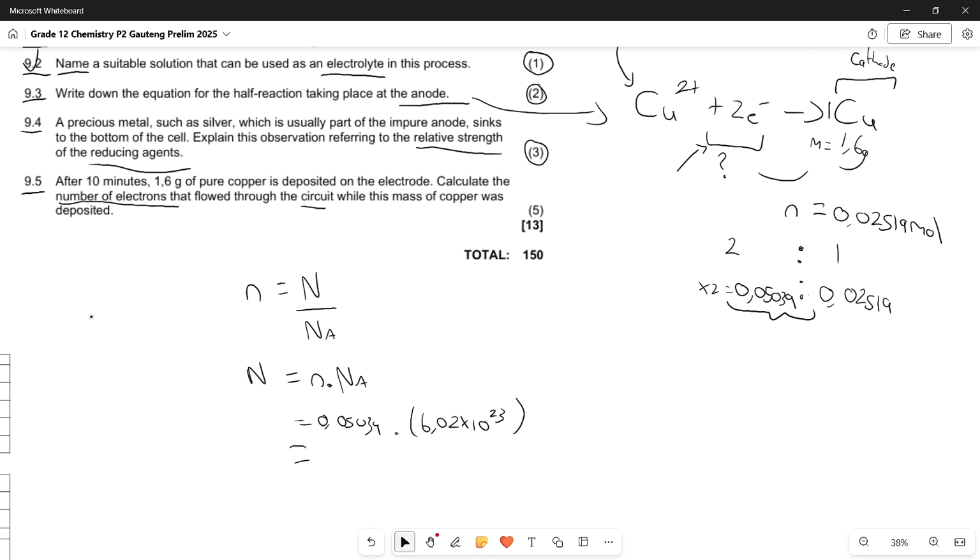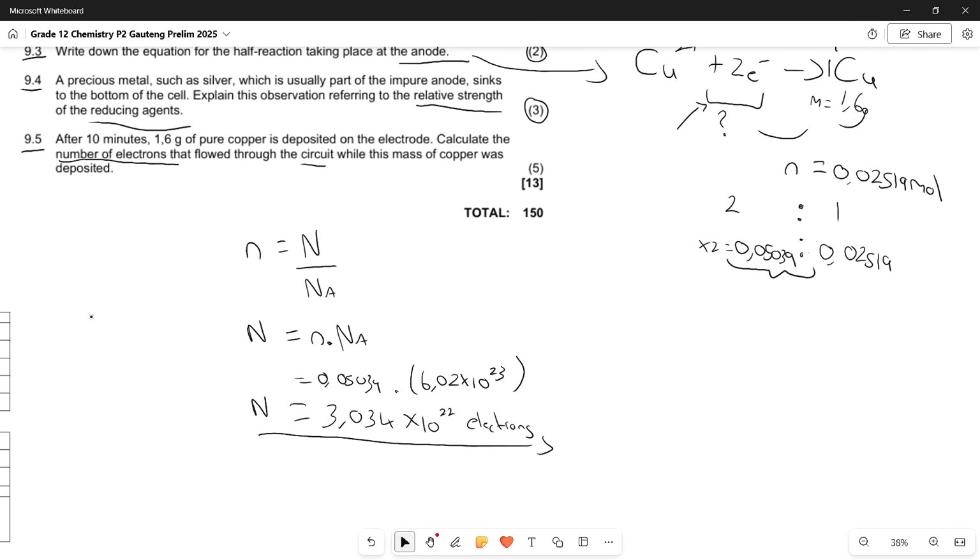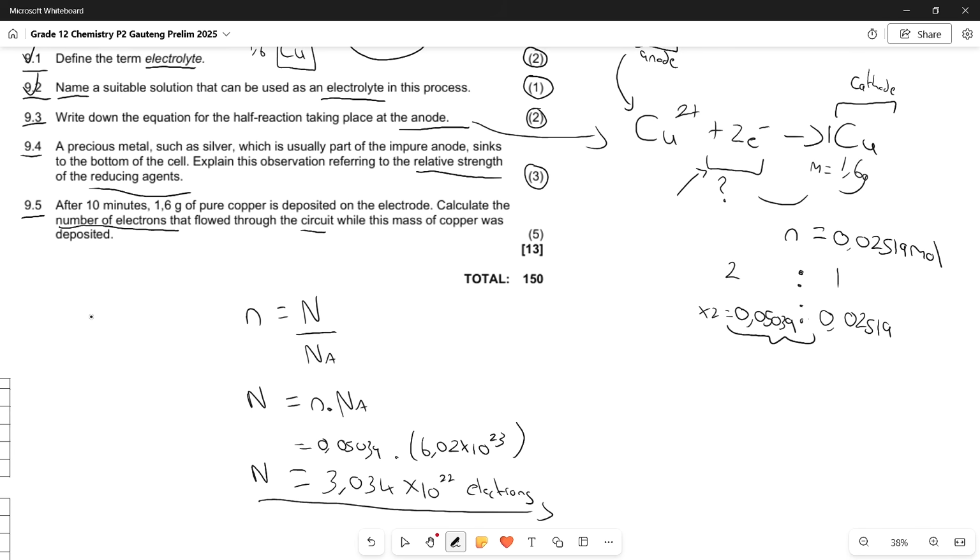And this is our final move, because here we're going to calculate the amount of particles or atoms, or in this case, the number of electrons that flowed through the circuit while the mass of copper was deposited, which means we have 3.034 times 10 to the 22, a large number because there were many electrons over there. And that would be our final answer over here for 9.5, earning us 5 marks for this question, 13 marks for this whole section, and 150 marks for this whole paper.